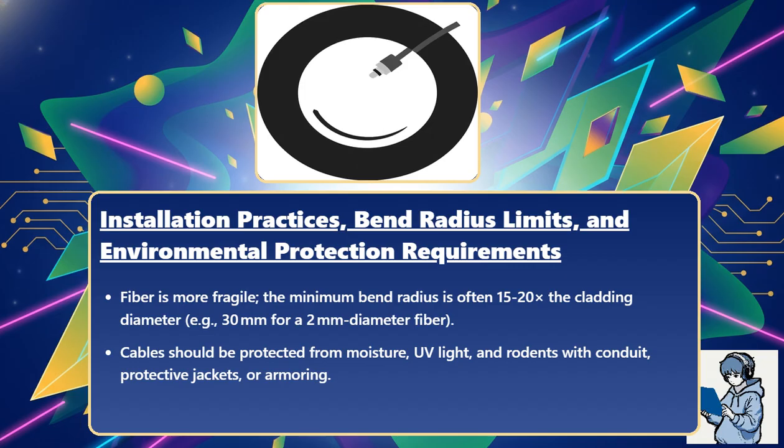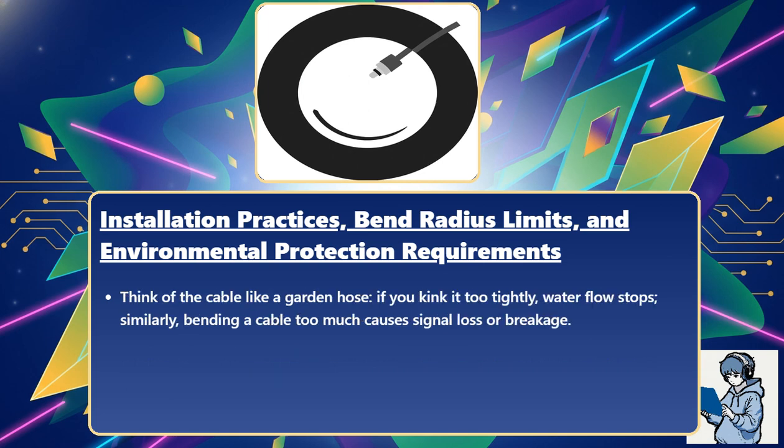Cables should be protected from moisture, UV light, and rodents with conduit, protective jackets, or armoring. Think of the cable like a garden hose. If you kink it too tightly, water flow stops. Similarly, bending a cable too much causes signal loss or breakage.